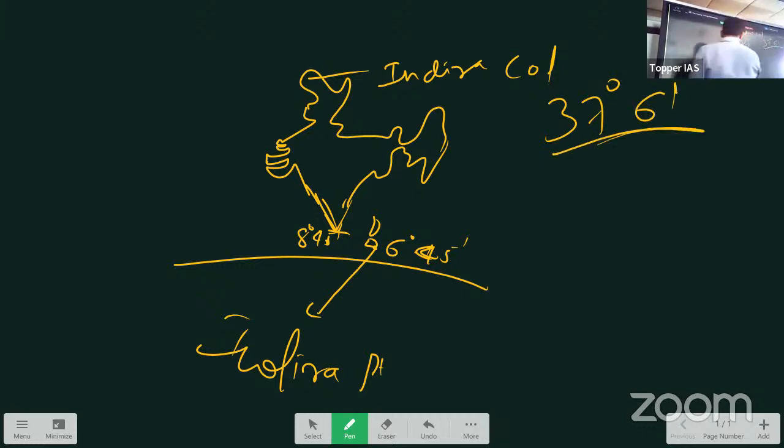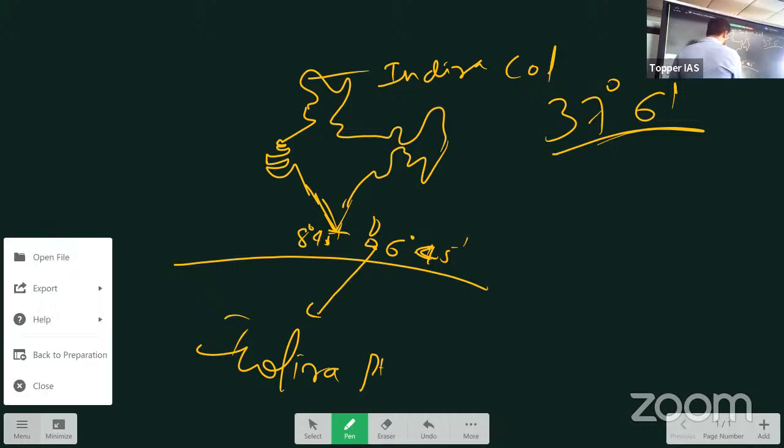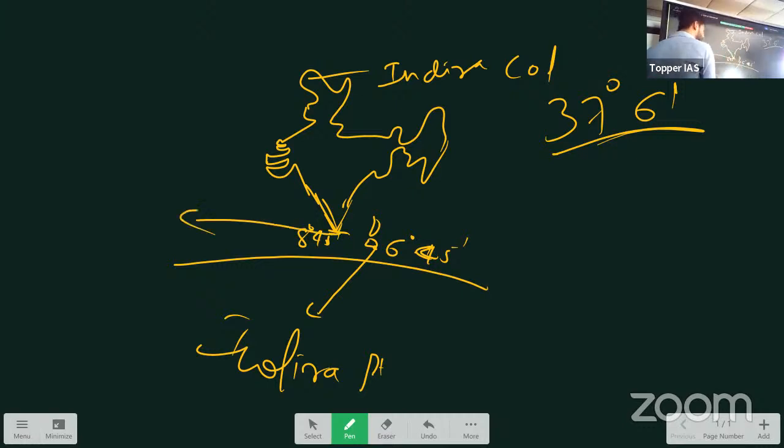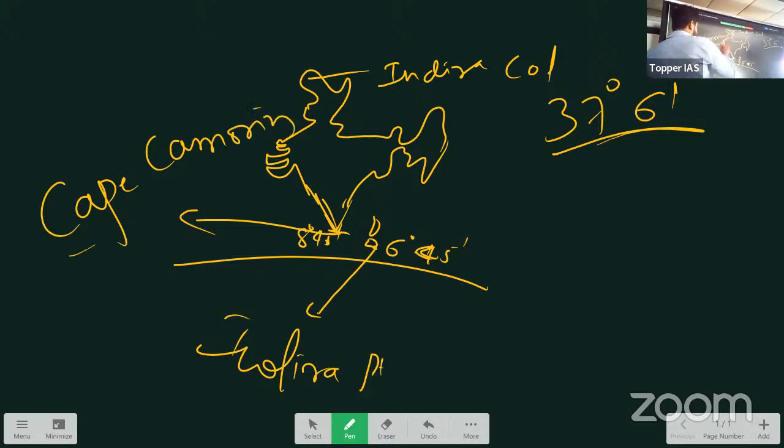And the mainland starts from 8 degree 4 minutes. Mainland is Kanyakumari. The southernmost tip is Kanyakumari. Kanyakumari is also called Cape Comorin. What is a cape? A cape is a land area which extends into water. So this tip is a cape, and the name of that cape is Cape Comorin, that's Kanyakumari.